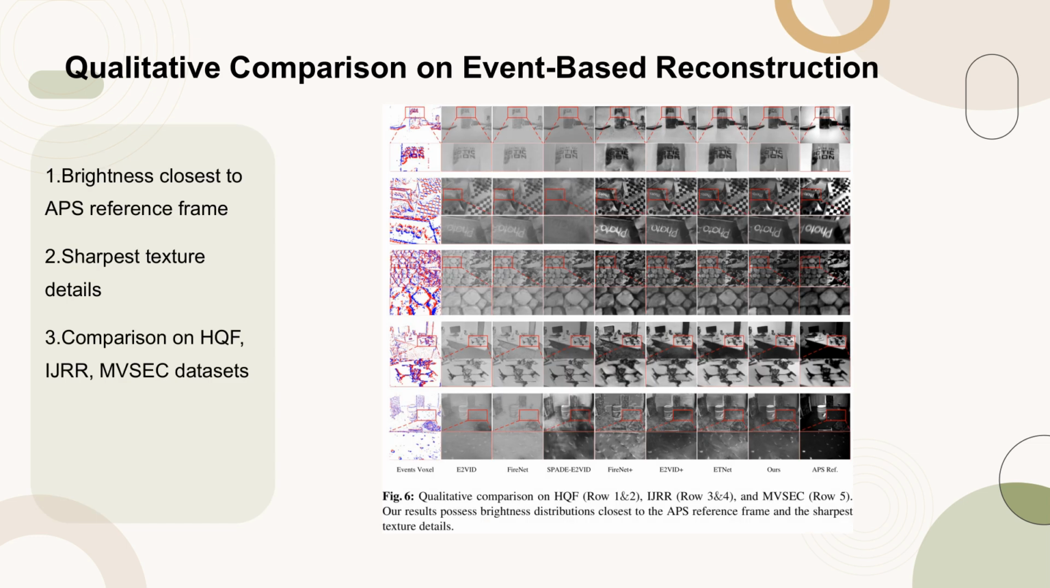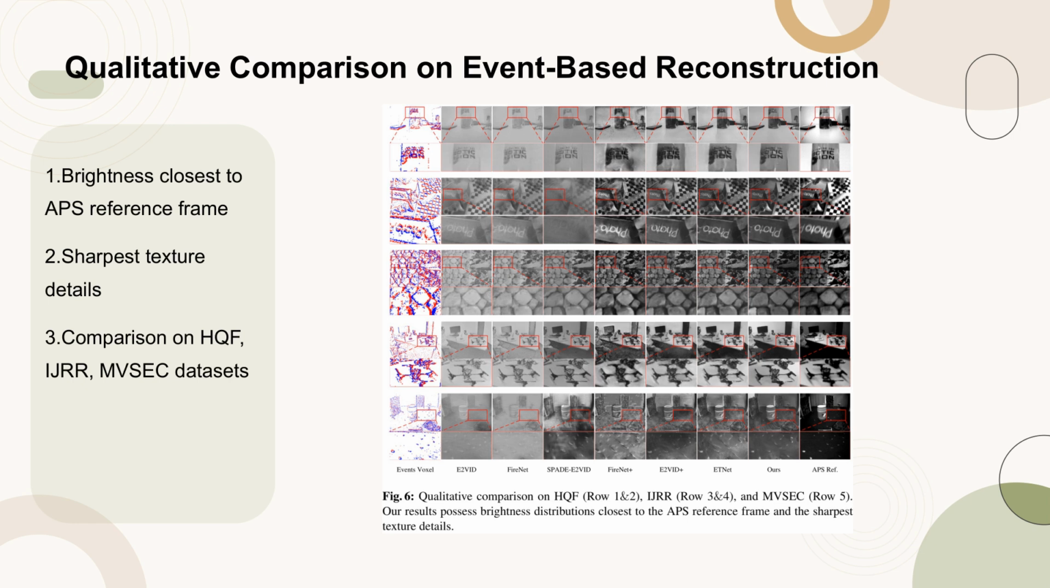Figure 6 presents a qualitative comparison of our method against others on the HUF, IJRR, and MVCC datasets. Our results demonstrate the closest brightness distribution to the APS reference frame and the sharpest texture details. This visual comparison highlights the superior performance of our approach in maintaining brightness accuracy and detail sharpness, which are critical for effective event-based reconstruction.